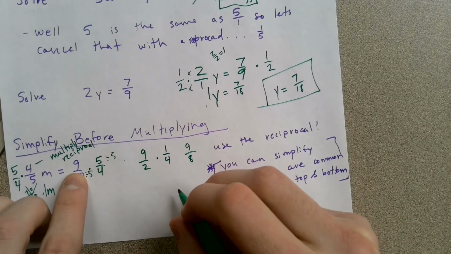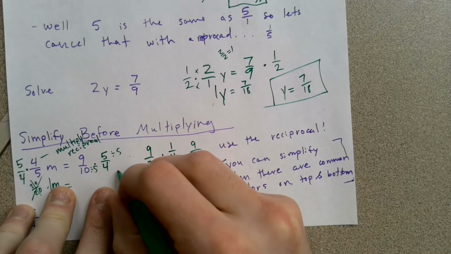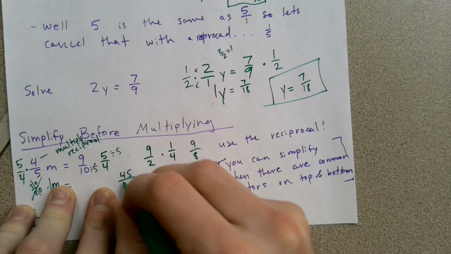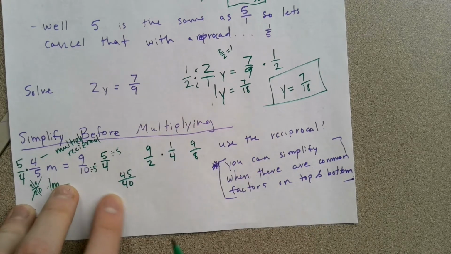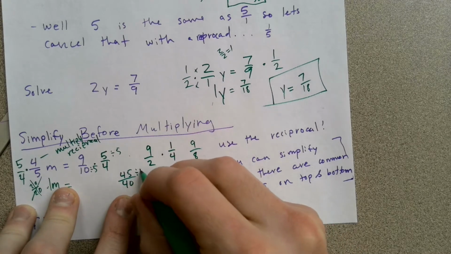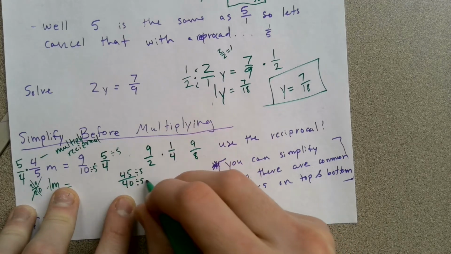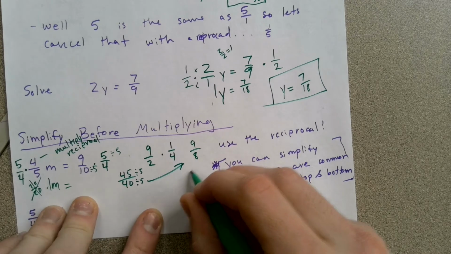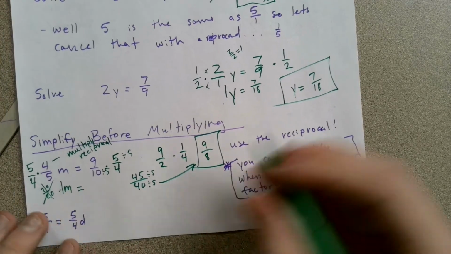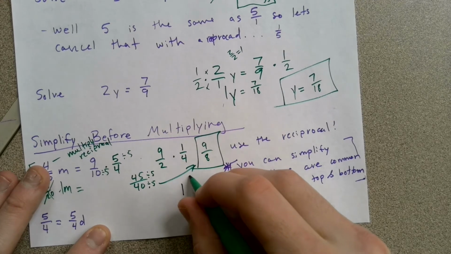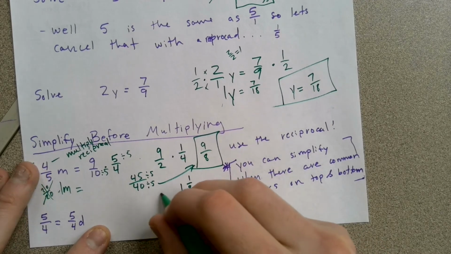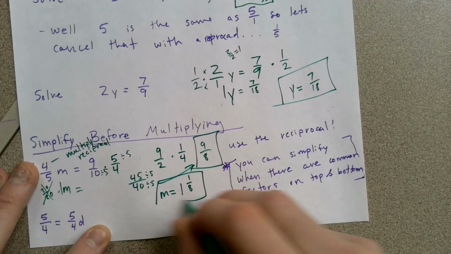If I hadn't simplified it, we would have had 45 on top, 40 on bottom, with the 10 times 4, 5 times 9. And we can divide both of those by 5, and we would get, you got it, 9/8. Turn that into our mixed fraction here. We got 1 full fraction and 1/8 left over. M equals 1 1/8.